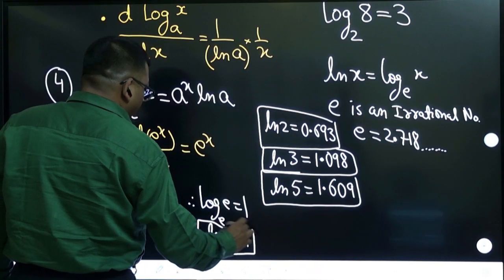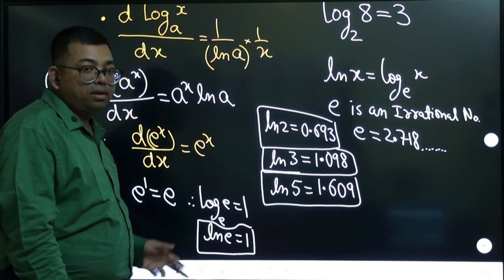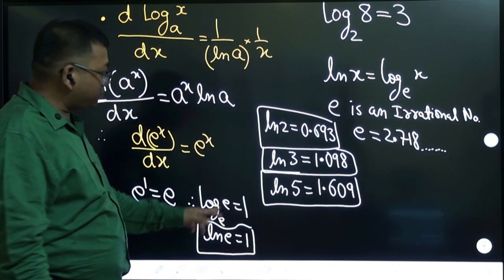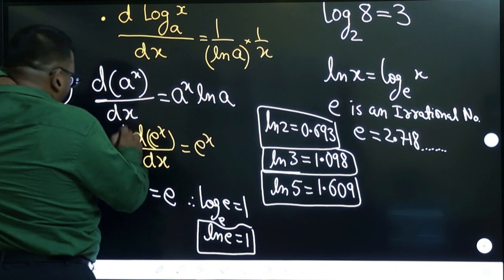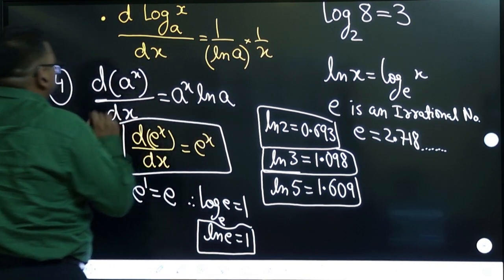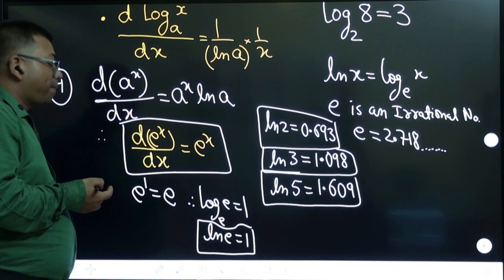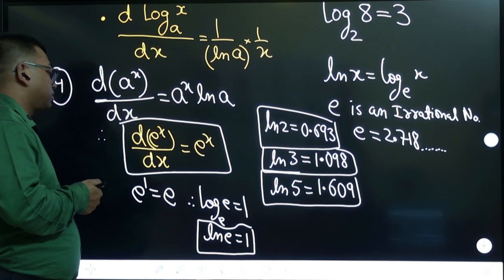Not only ln of e, ln of a with a, ln of j with j, whatever it is, when these two things are the same, it will become 1. So this formula also we must remember. Okay, so we have done. Then what else is remaining? Most of the formulas are over or not?